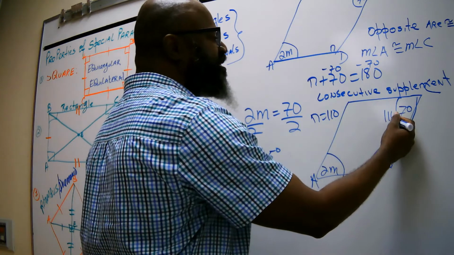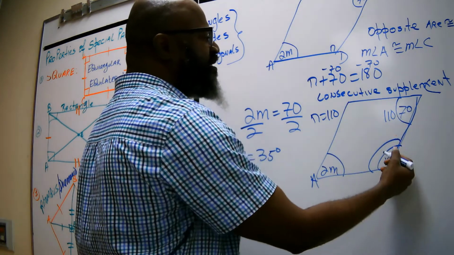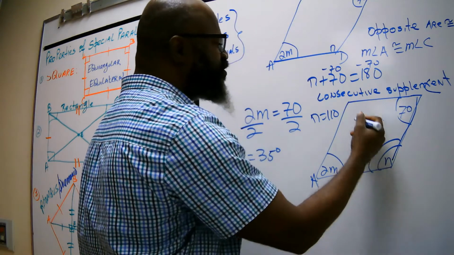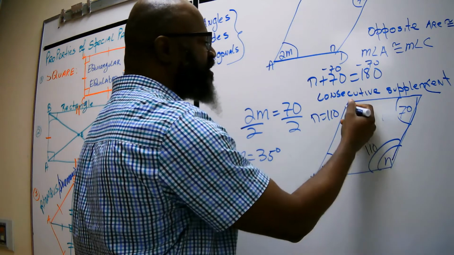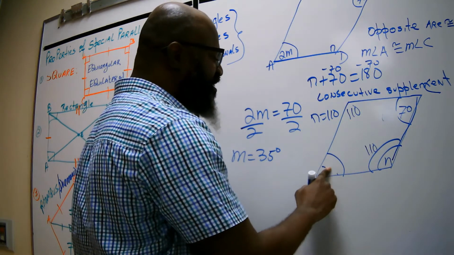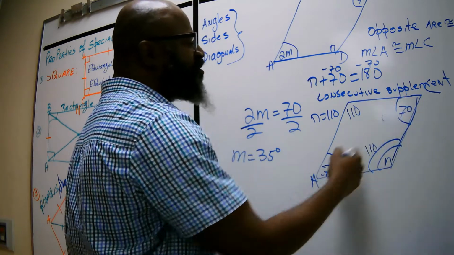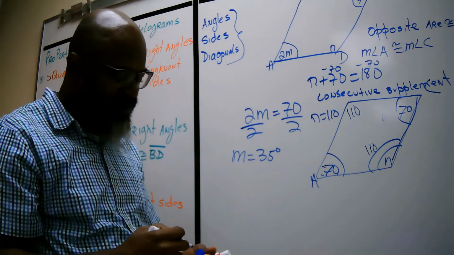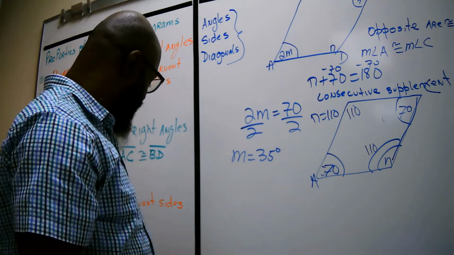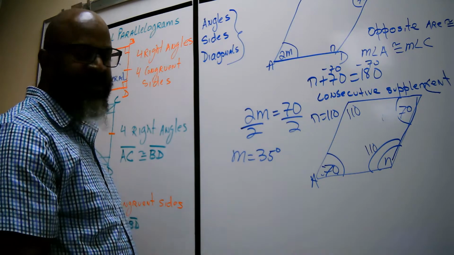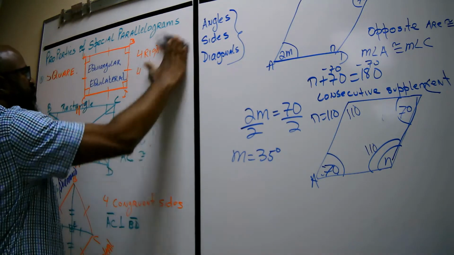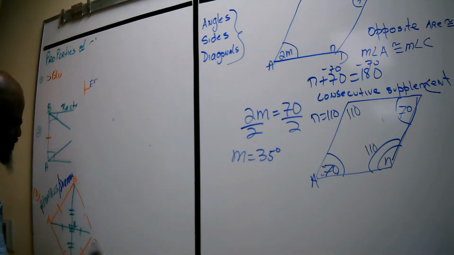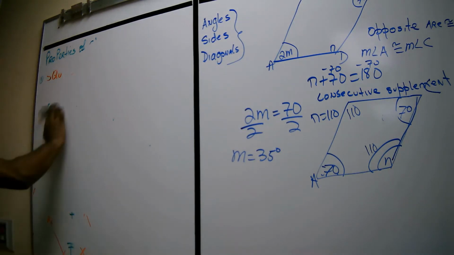This is 110 degrees. So if n is 110, this is 110. This will also be 110. The opposite angles are congruent, and this was 70. So the four angles together will always add up to 360. Then you're done with this problem. So those are the things that you need to pay attention to. Know your properties and solve correctly.